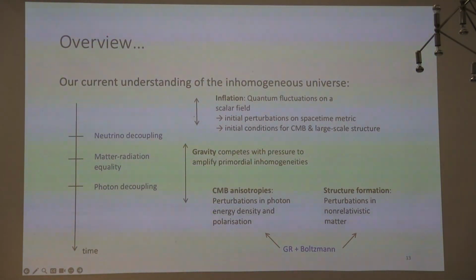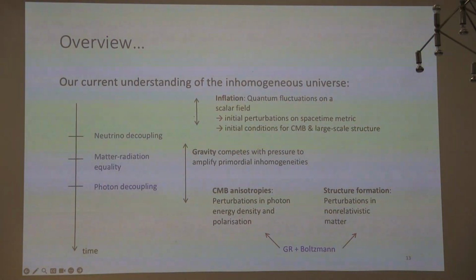And all of this competition between gravity and pressure takes place essentially just before matter radiation equality and all the way into the matter domination epoch. Now, the way we investigate perturbations is actually quite straightforward. We use the same framework as we did before, so it's basically GR and Boltzmann equations. Okay, exactly the same thing that I told you last week about how you treat particles in an expanding universe, this applies as well.